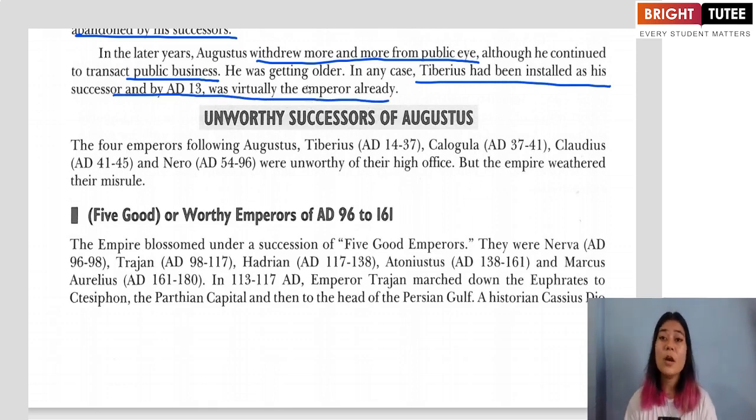So, in the later years, towards the end of Augustus' reign, he withdrew from the public eye. He did not take part in activities, and he was not seen in public much. He also withdrew himself from administrative business and affairs. When he got older, his successor Tiberius was appointed as the next ruler, and he became the emperor by 13 AD.